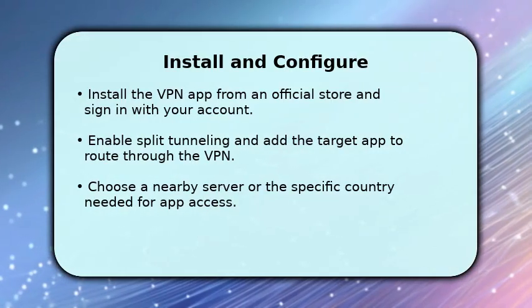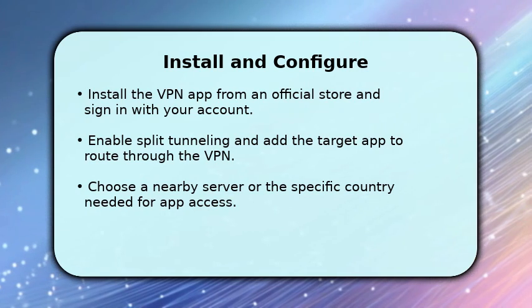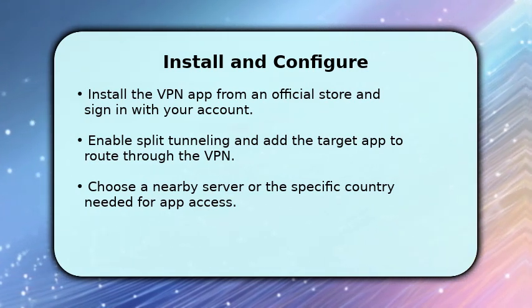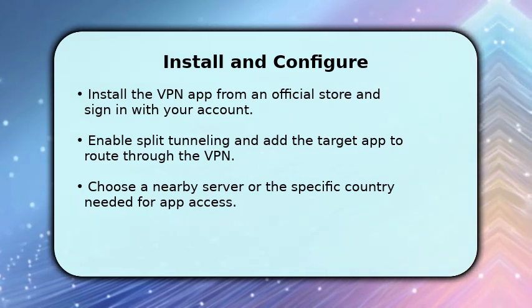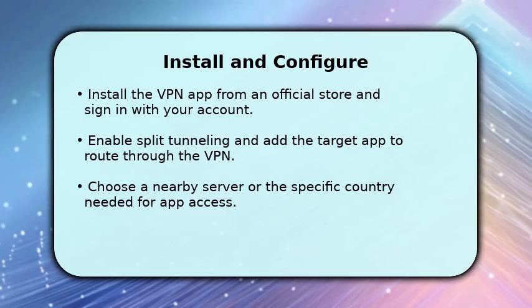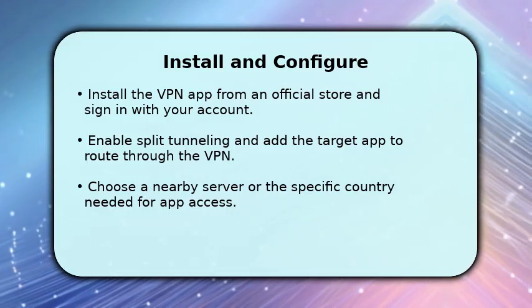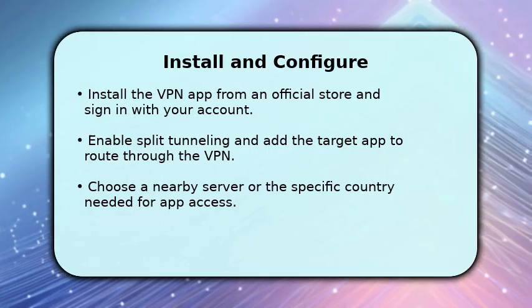Download and install the VPN app from the official App Store or provider website. Create or sign into your account and complete any email verification steps. Open settings and enable split tunneling to include only the apps you want protected.